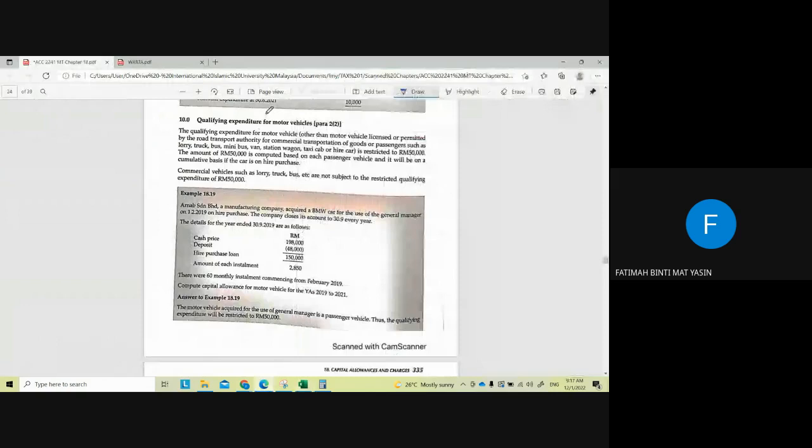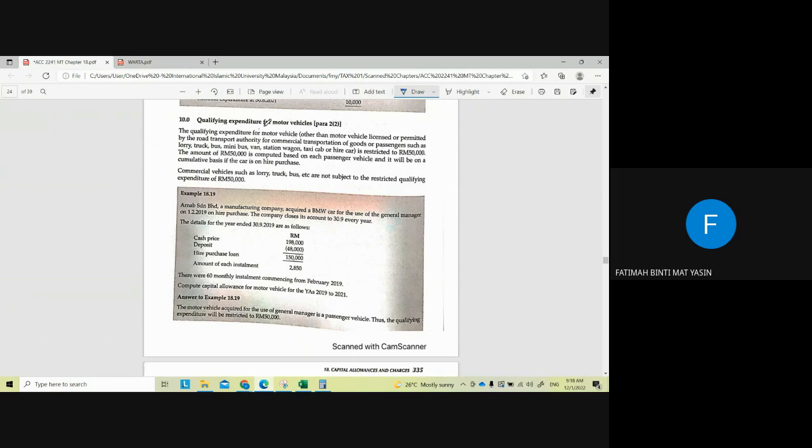Okay, so that's for that one. Any more questions? Because we want to move to motor vehicle. Motor vehicle is more complicated, it has restrictions. It's not that complicated, you just need to understand. Okay, if there are no questions, we move to this one.